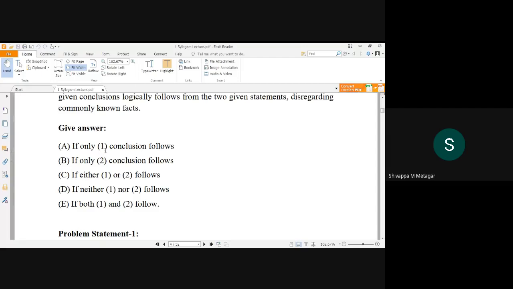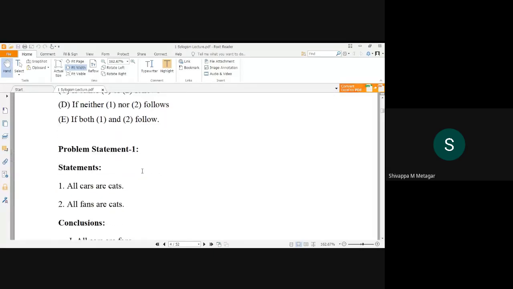The options are: only the first statement is sufficient to answer the question; only the second is sufficient; either one or two is sufficient; or both one and two follow to give the answer to the given question. Now let us see the problems.